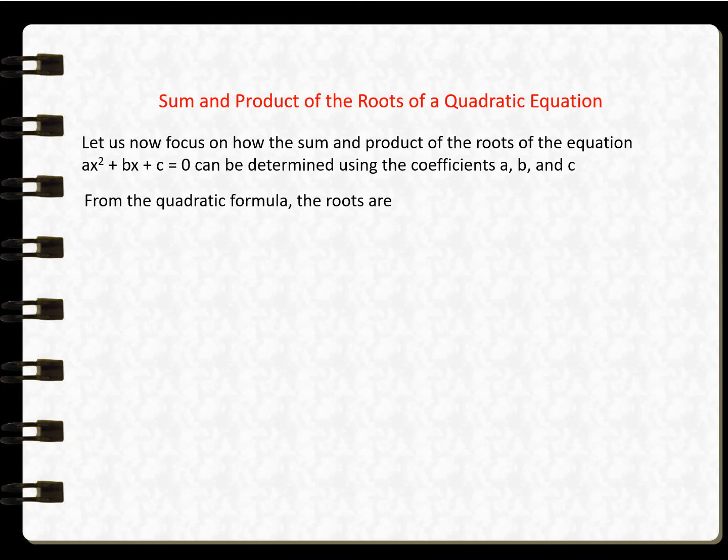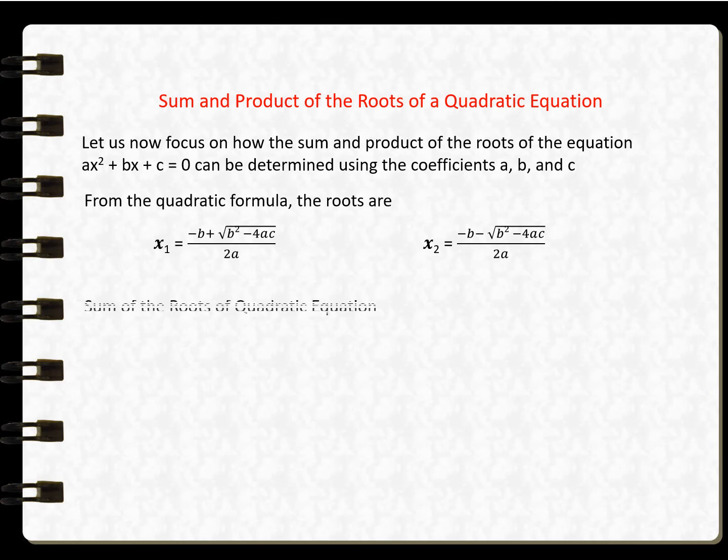From the quadratic formula, the first root is negative b plus the square root of b squared minus 4ac all over 2a. And our second root, or x sub 2, is equal to negative b minus the square root of b squared minus 4ac all over 2a. Ang pinagkaiba lang po nila is, the other root is positive and the other root is negative. Plus yung isa, negative yung isa.